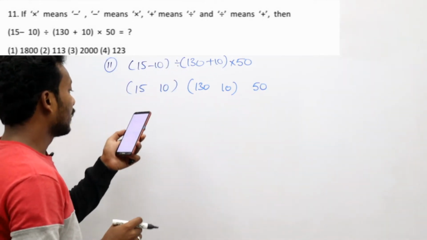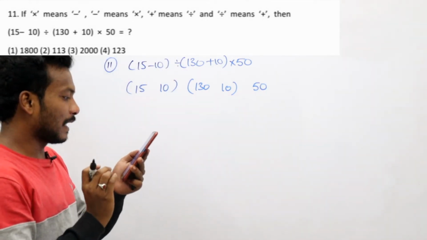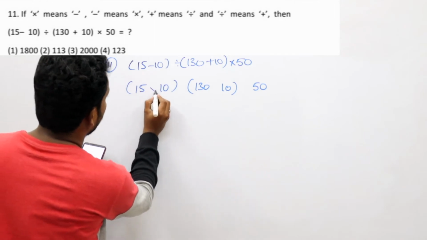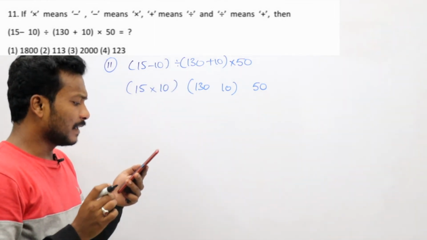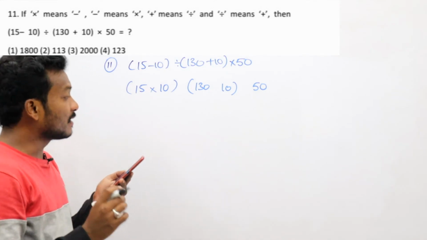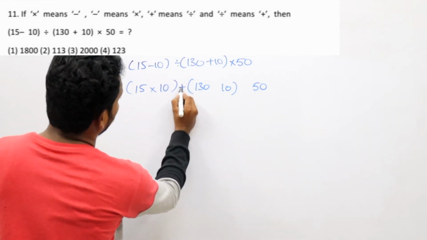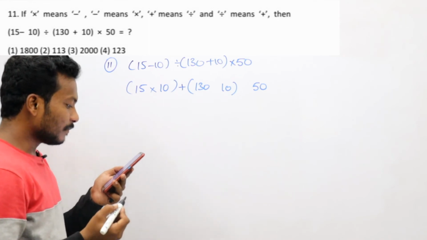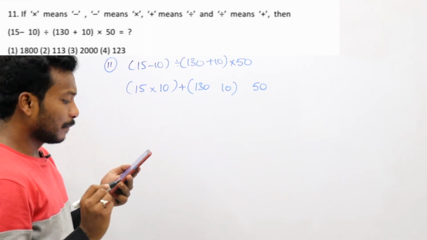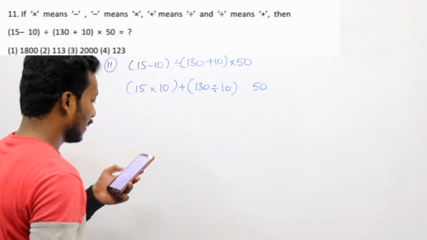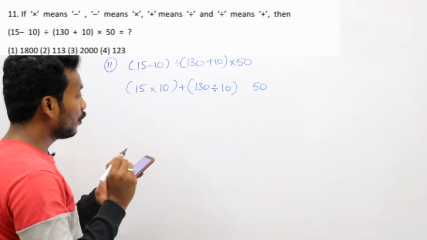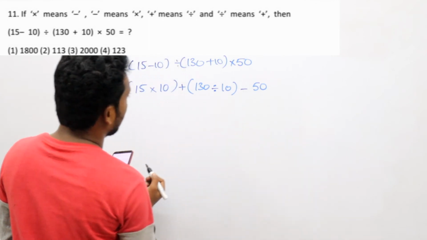Okay, for the first time, first is minus. Minus means into. Here it is minus, I am taking it as into. There is no other minus. Then division means plus. Here it is the division, we are taking it as a plus. And then plus means division. Here it is plus, we are taking it as a division. And then into means minus. Here it is into, we are taking it as a minus.